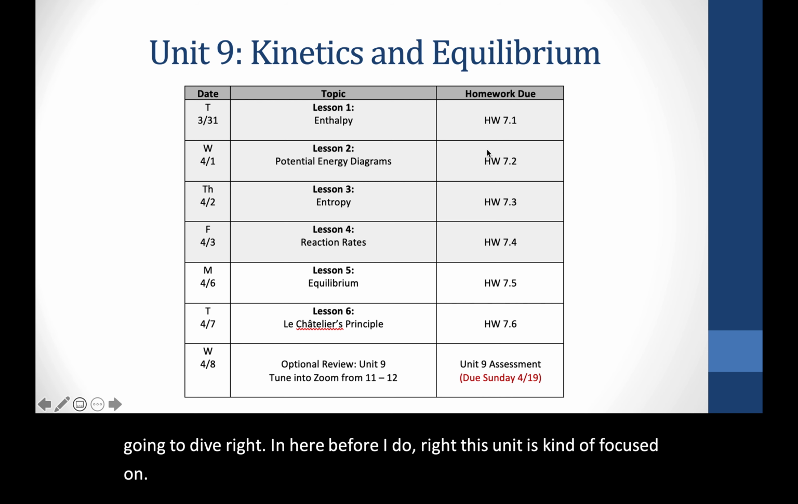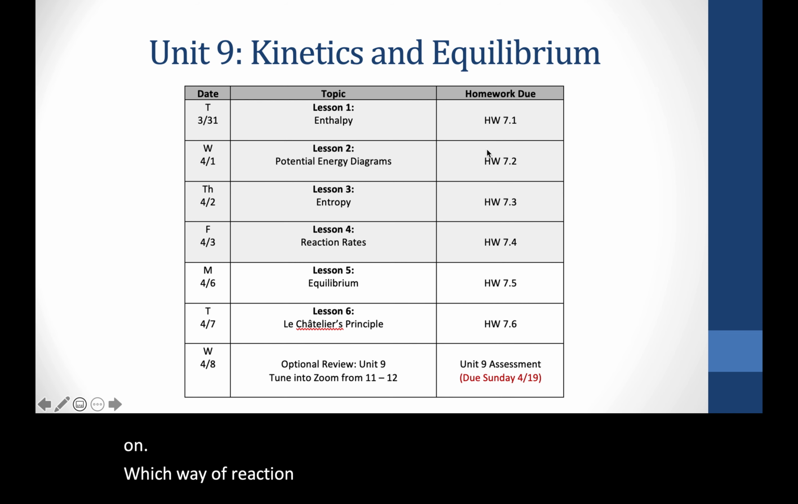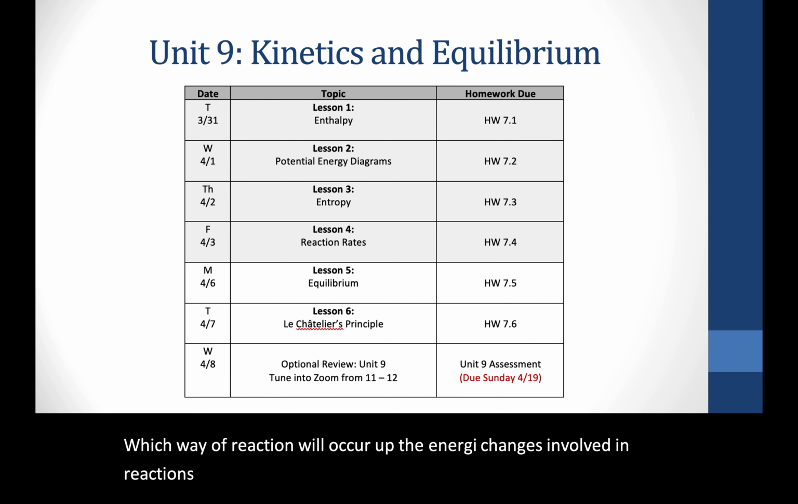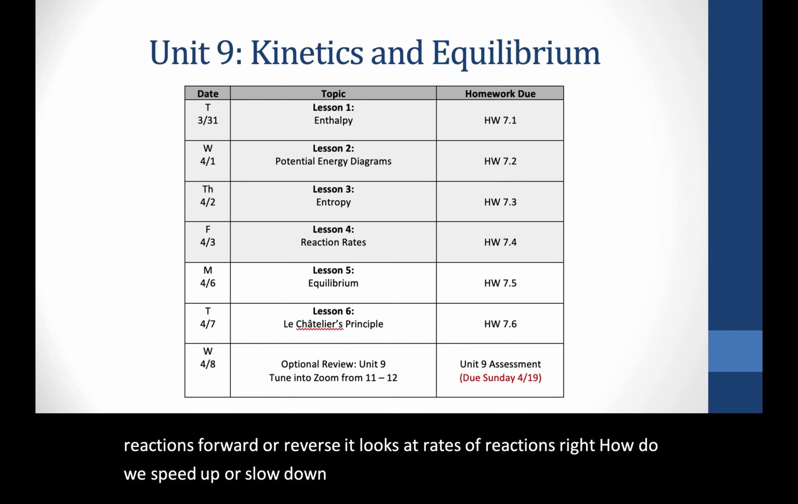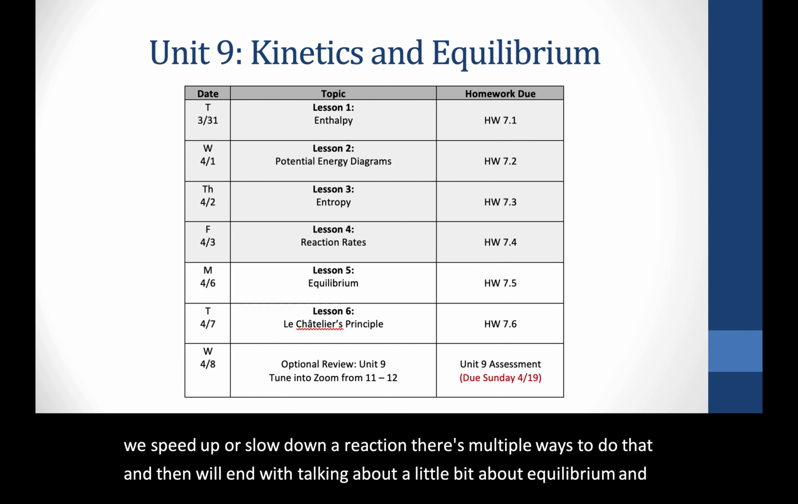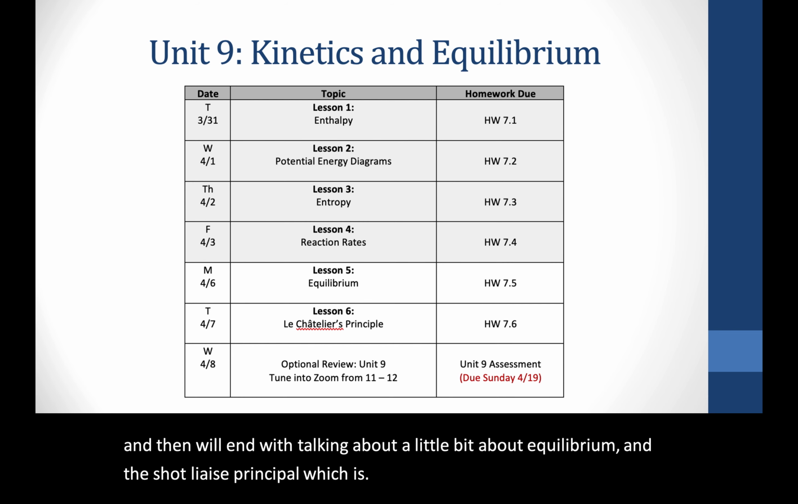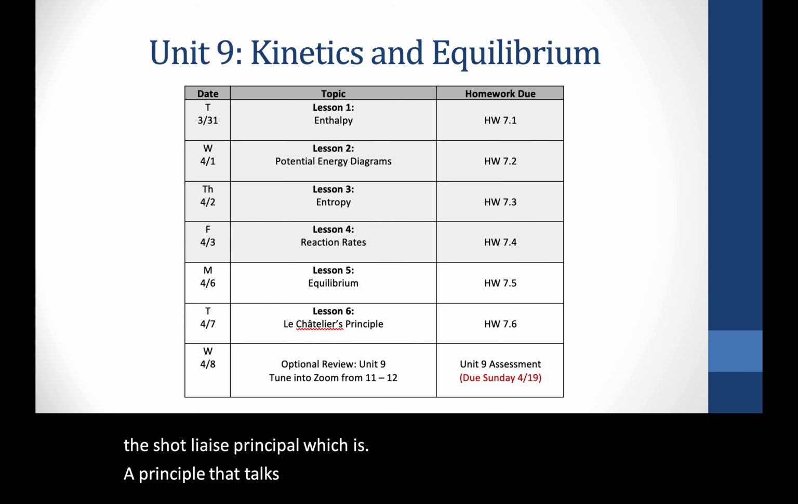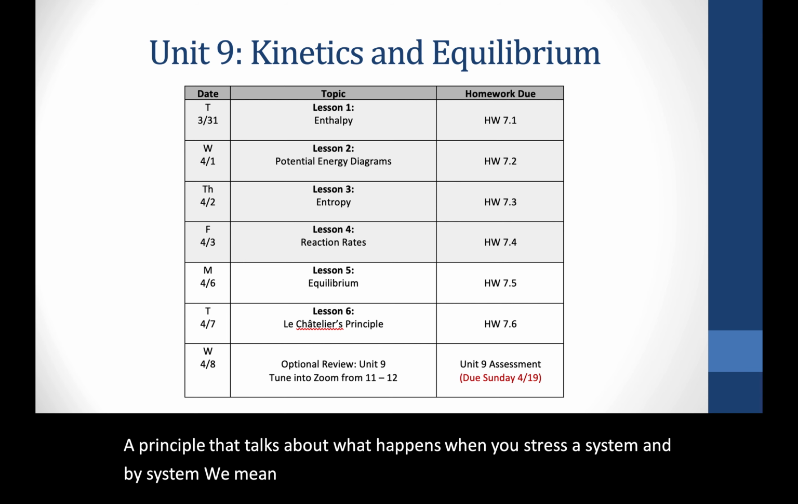which way a reaction will occur, the energy changes involved in reactions, forward or reverse. It looks at rates of reactions, right? How do we speed up or slow down a reaction? There's multiple ways to do that. And then we'll end with talking a little bit about equilibrium and Le Chatelier's principle, which is a principle that talks about what happens when you stress a system. And by system, we mean a reaction at equilibrium. Okay, and we'll figure out what that is toward the end of this unit.